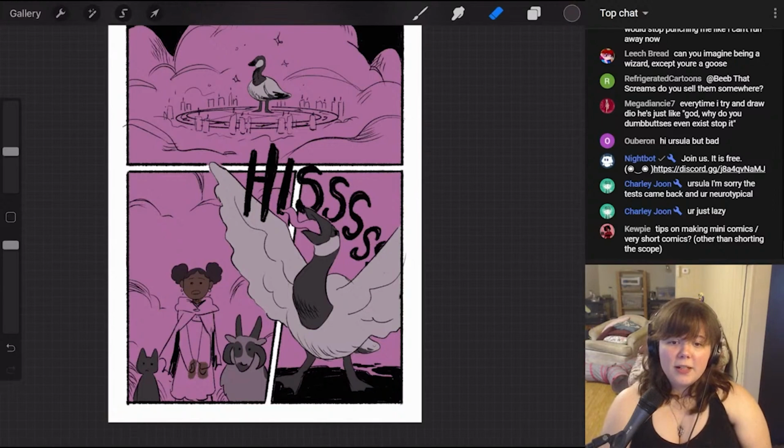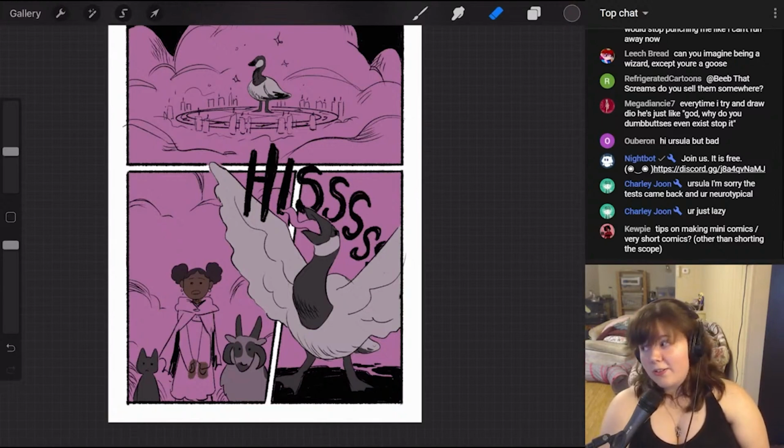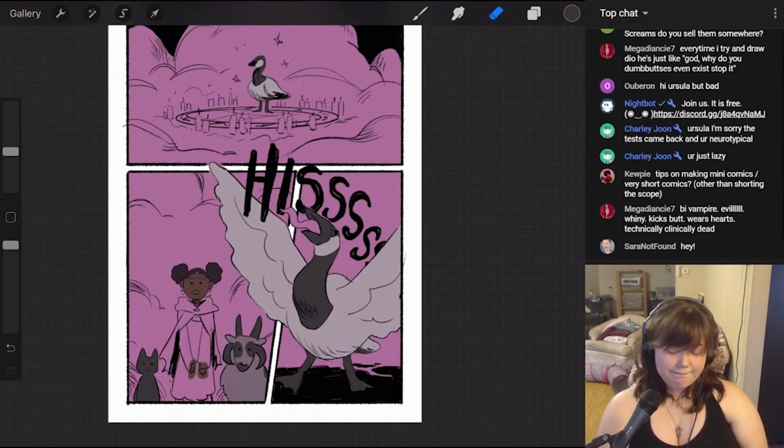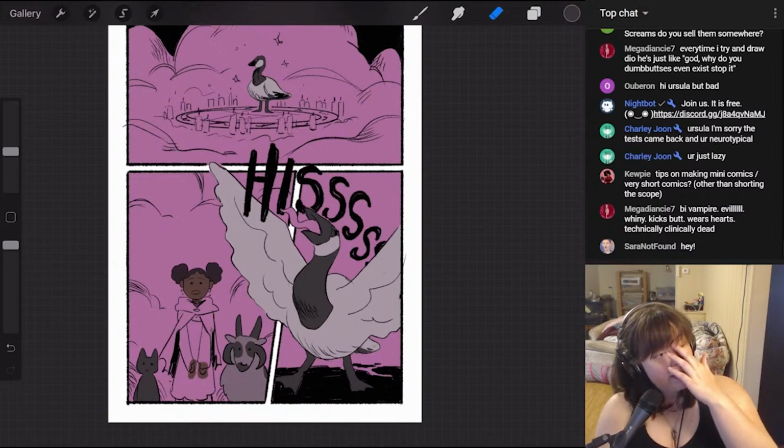Tips on making mini comics and very short comics, other than shortening the scope. I say get really good at the mice quotient, or the lace quotient, or the lice quotient, or the mace quotient. One of those.